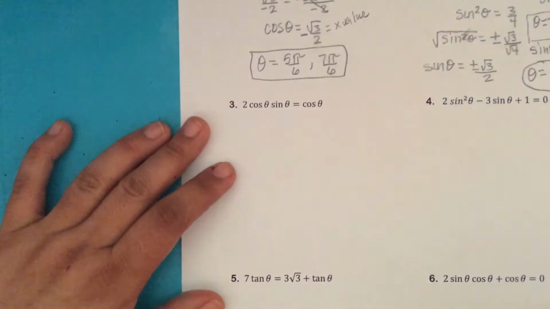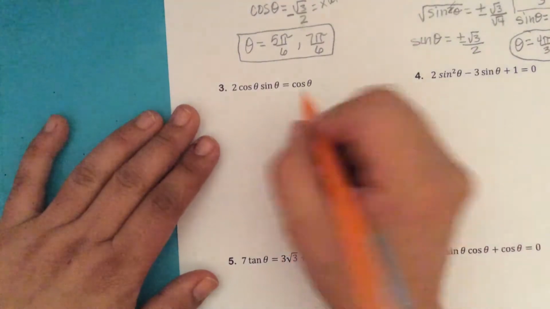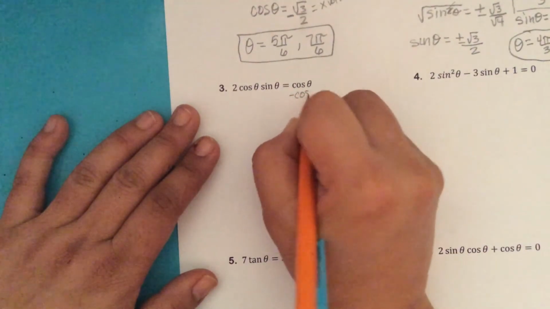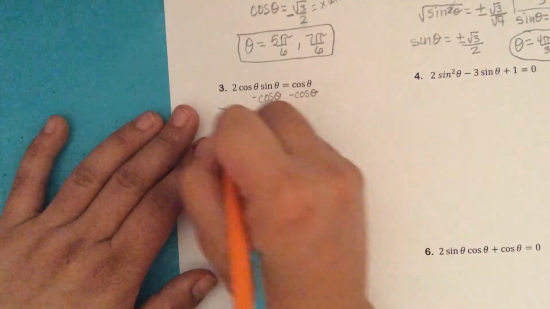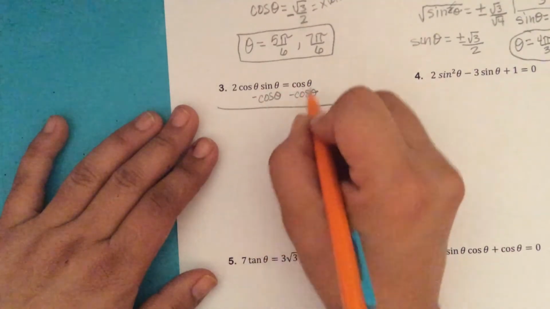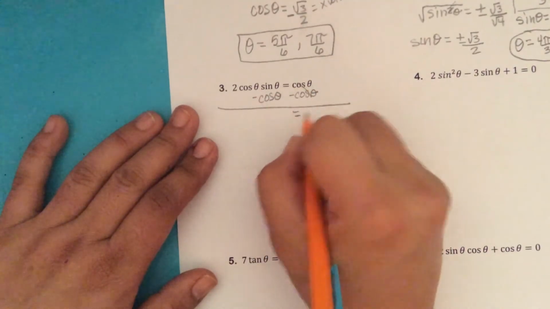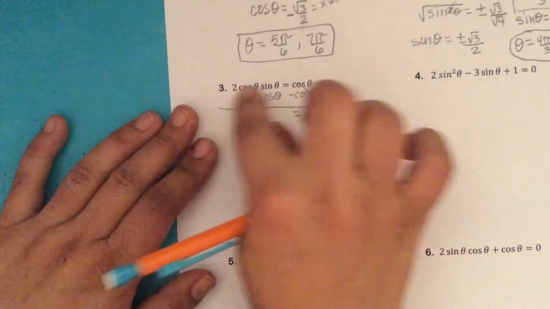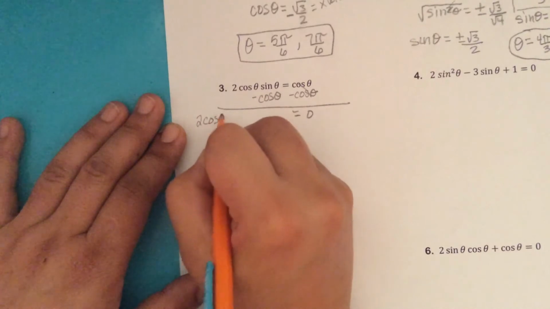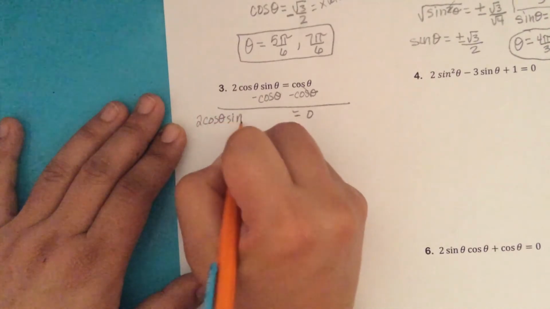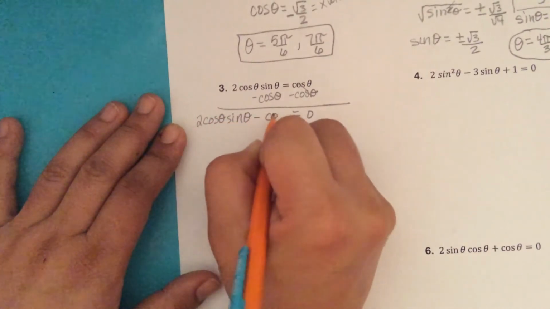Okay, let's see if we can do this example over here. So I'm going to subtract the cosine of theta. Subtract the cosine of theta. But you can't combine these. Or, well, these don't make 0 over here. You can't combine these because that has a sine. So you're just going to write it as 2 cosine theta sine theta minus cosine theta.